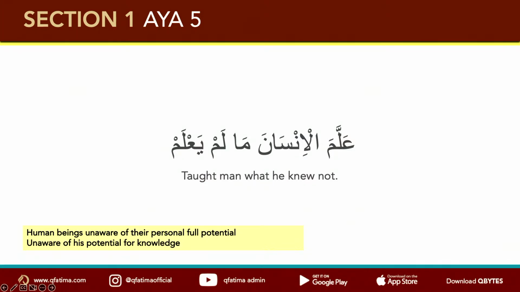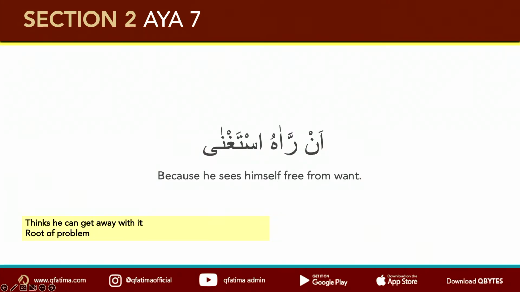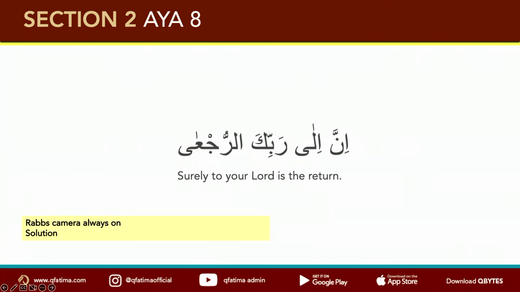So the first section: if I want to reach my full potential, if I want to be close to Allah, I need to awaken my intelligence. Section 2: the reason why I don't do it is because I like to cross lines, and I think I don't need it. Basically, that's the thing, and he says the solution is accountability.